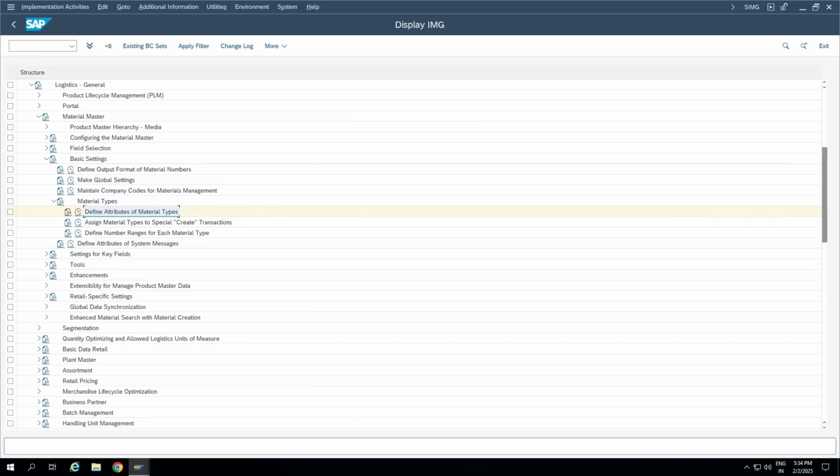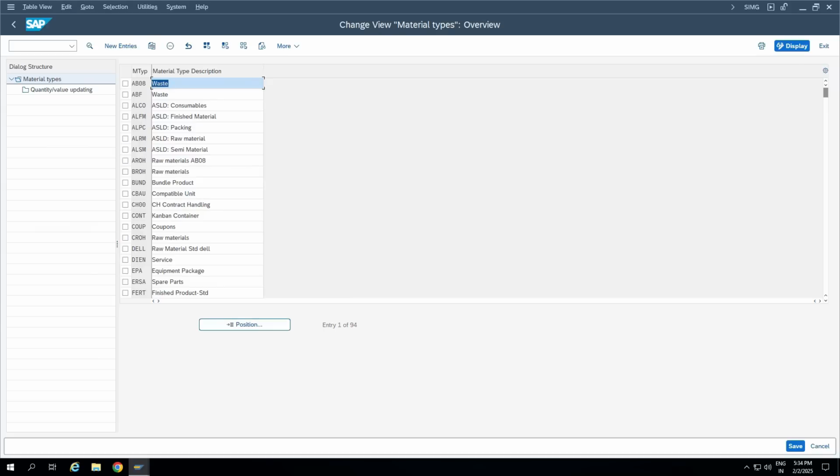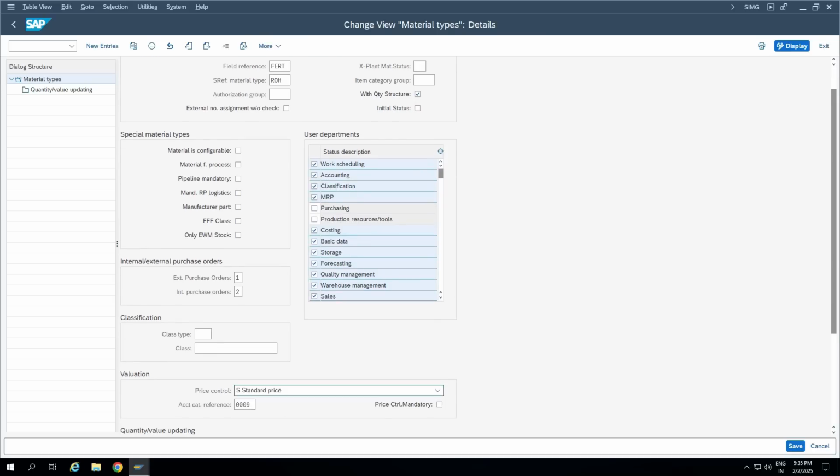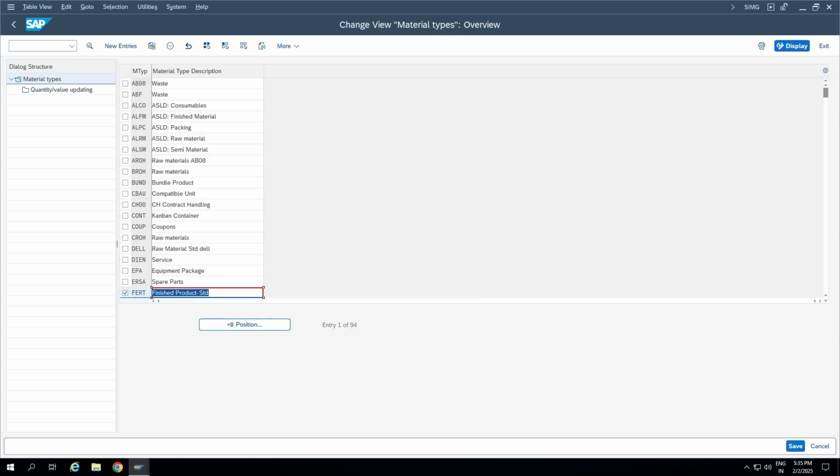We are back in SAP. So under SPRO, under Logistics General, Material Master, Basic Settings, and Material Type Configuration, under Define Attributes for Material Types, we can define what should be the default value of price control for every material type. For example, finished goods, the standard one is FERT, and here we can see the default price control is standard price. So whenever you create any material of this material type, the system will populate a standard price as a default value in the material master, which can also be changed later on.